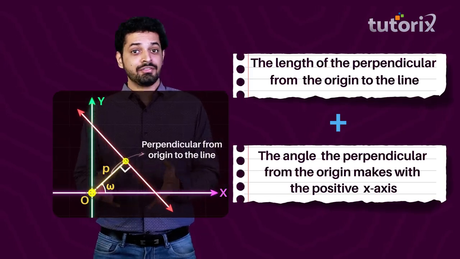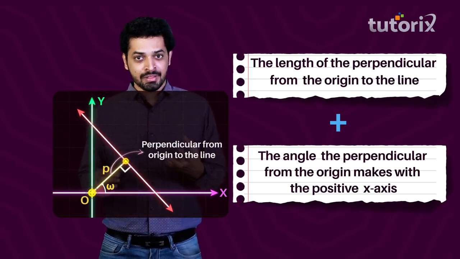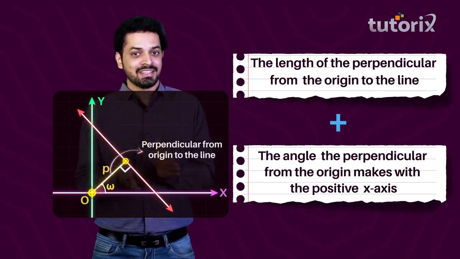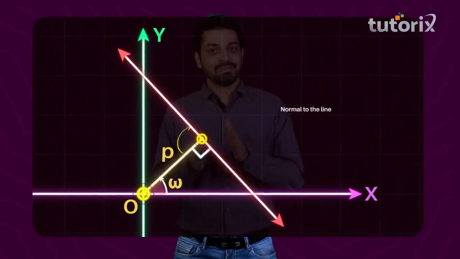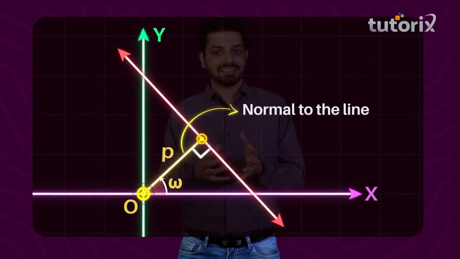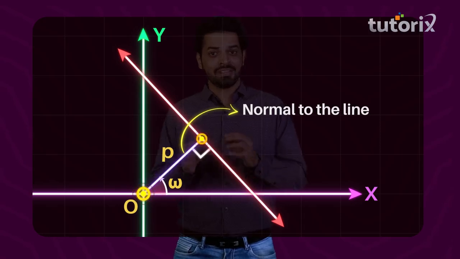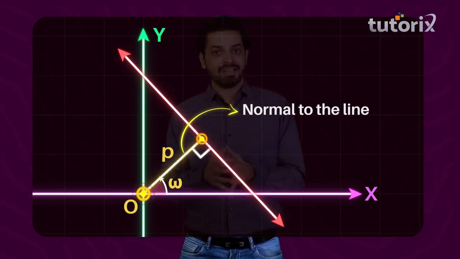And in geometry, if 2 lines are perpendicular, then one line is said to be the normal of the other. So obviously this particular perpendicular that we have drawn from the origin to the line will be the normal to this particular line. And since the information about the line is given in terms of the normal, the equation that we are going to derive here is called the normal form of a line. So let's see what the normal form of a line is.